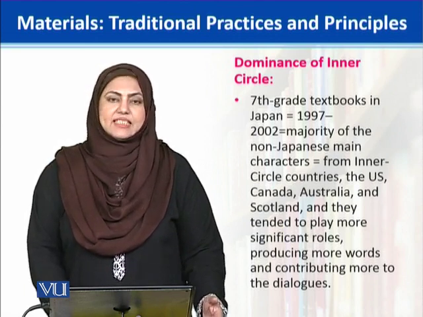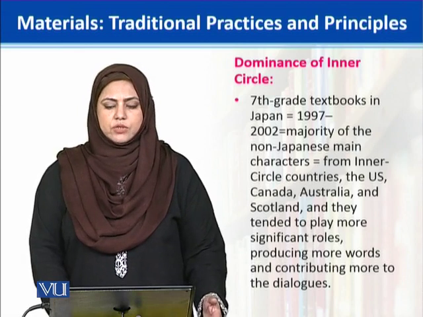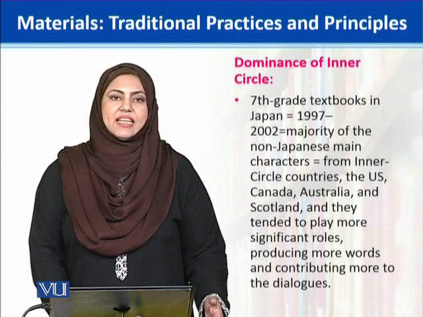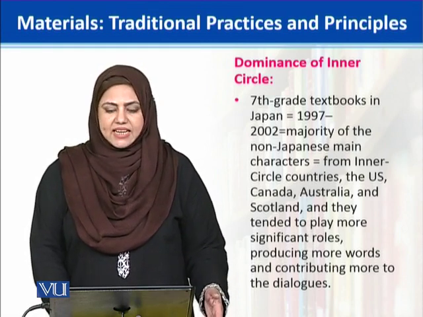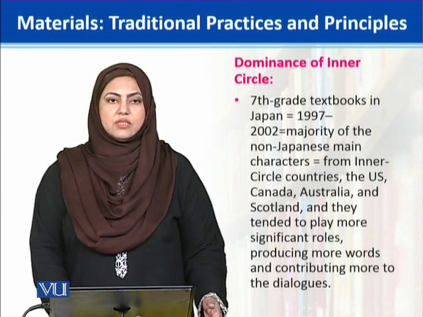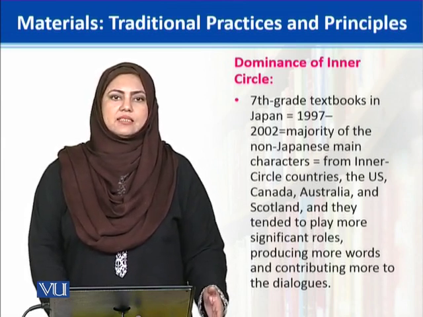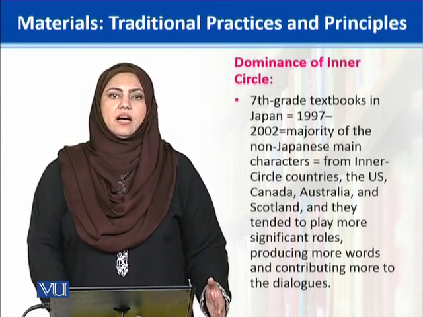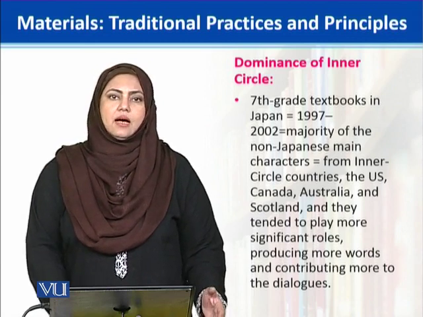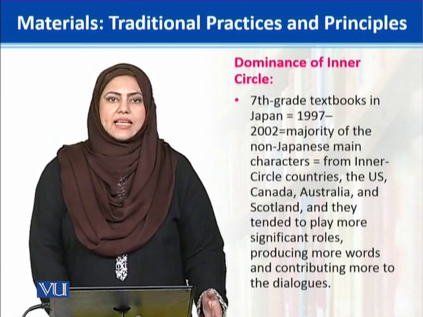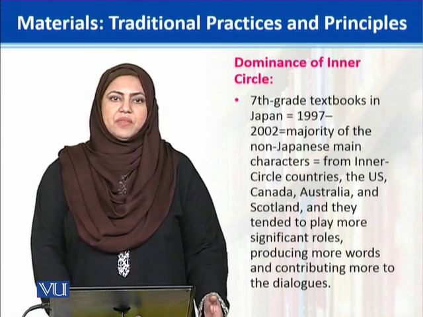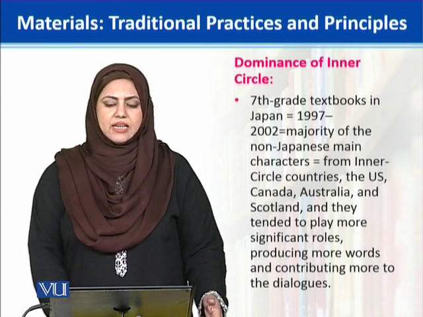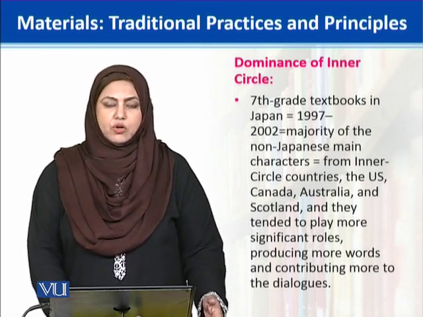So, for example, in 7th grade textbooks in Japan that were used from 1997 to 2002, the majority of the non-Japanese main characters used in these books come from the inner circle of the countries. Now, what do we mean by the inner circle? This is the circle that includes the countries where English is spoken as a native language. These characters come from the USA, Canada, Australia, and Scotland, and they tended to play more significant roles.